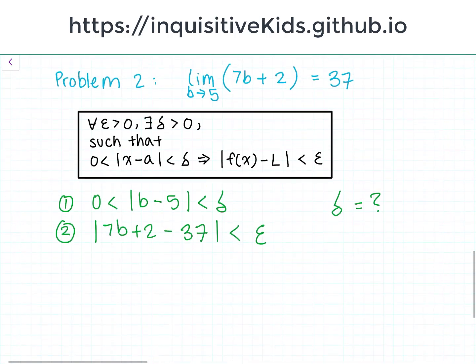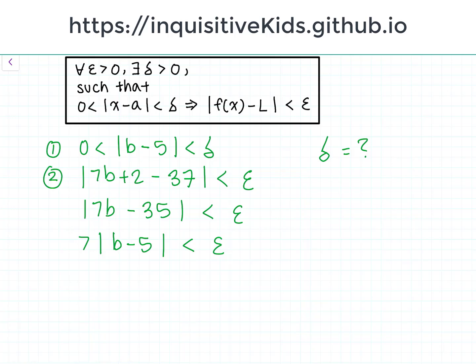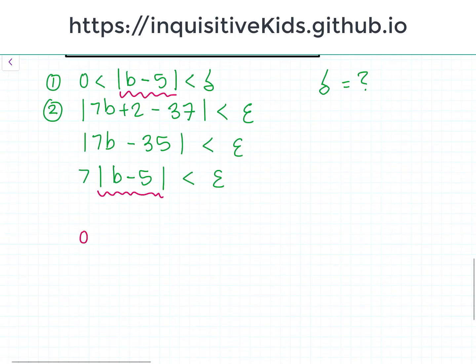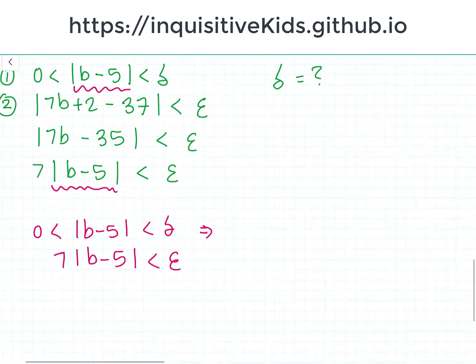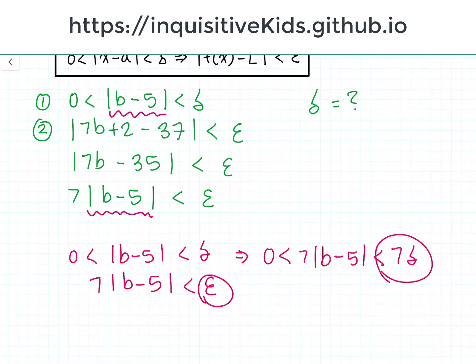Well, let's see if we can simplify condition 2 a little bit more. We'll see that this is equal to the absolute value of 7b minus 35 is less than epsilon, which is equal to 7 times the absolute value of b minus 5 is less than epsilon. Here we have a b minus 5, and here we also have a b minus 5. So this is where we're going to compare them. Because 0 is less than the absolute value of b minus 5, which is less than delta, and 7 times the absolute value of b minus 5 is less than epsilon, we know that if we multiply by 7 on both sides of the first condition, this will turn into 0 is less than 7 times the absolute value of b minus 5, which is less than 7 delta. So, because here they have the same value, let's set delta as epsilon over 7.